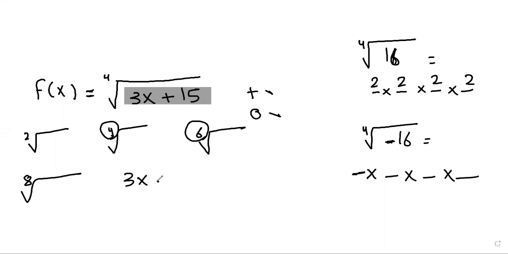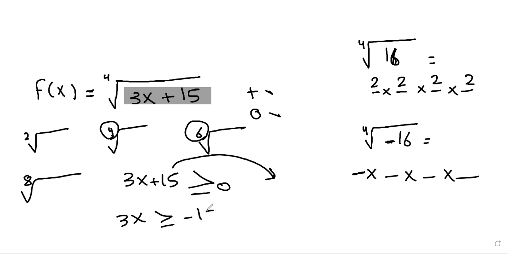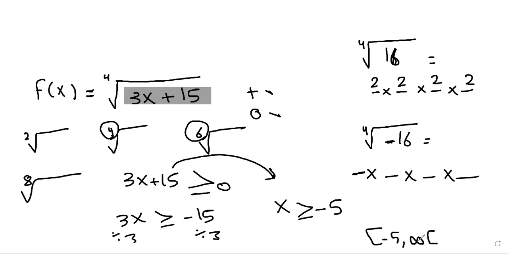So 3x plus 15 must be greater than or equal to 0. Are you with me, all of you? Okay, we move 15 to the other side, so 3x is greater than or equal to minus 15. Then divide by 3, so x is greater than or equal to minus 5. So the domain is from minus 5 to positive infinity.